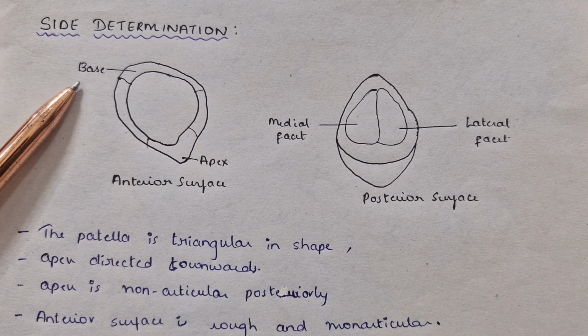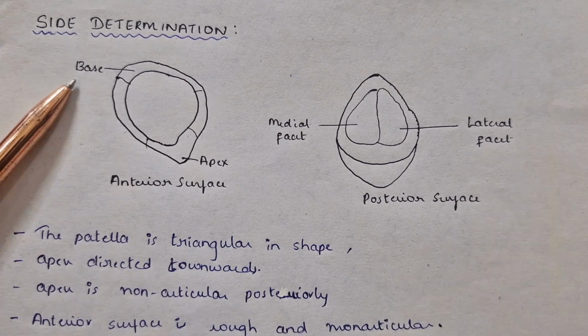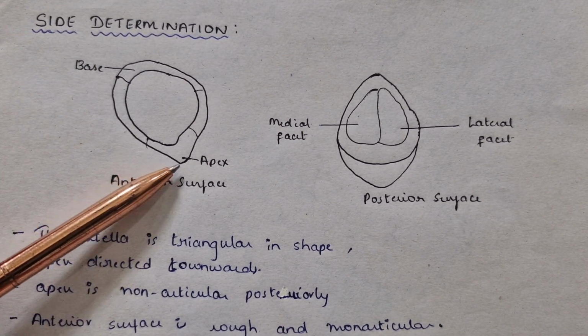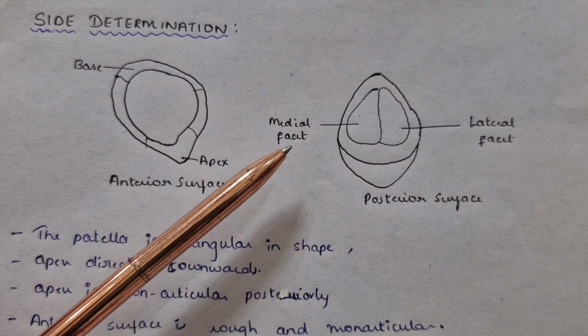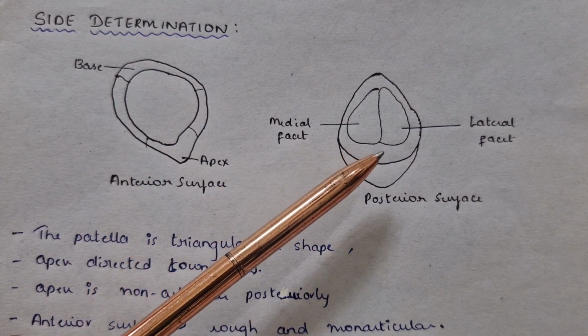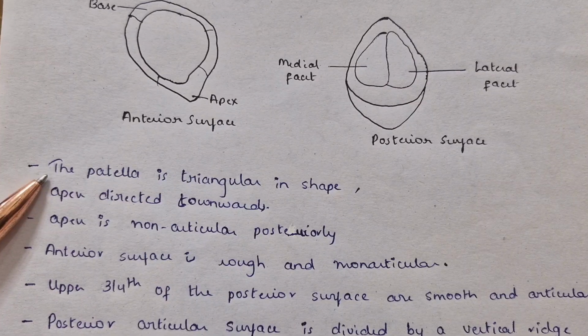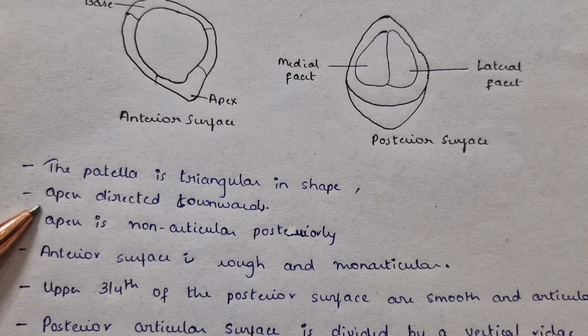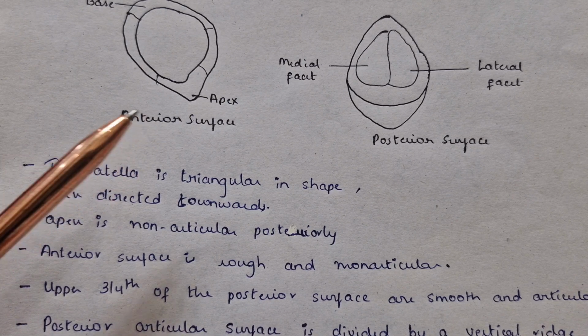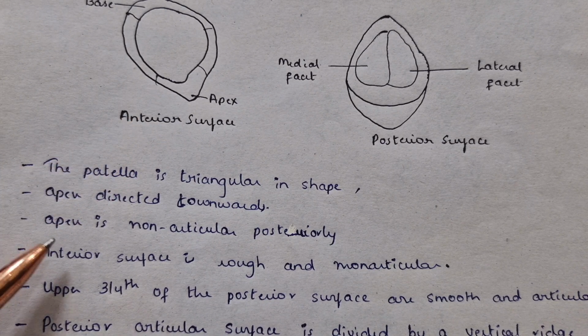Side determination of the patella. Anteriorly, we have the apex and the base. Posteriorly, we have the medial facet and the lateral facet. The patella is triangular in shape. The apex is directed downwards. The apex is non-articular posteriorly.